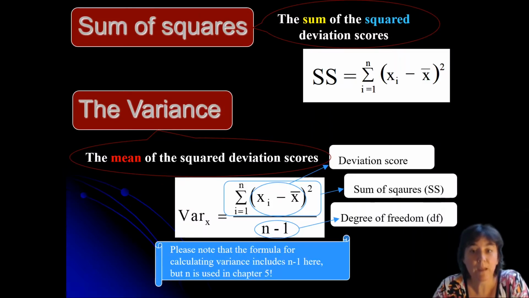Why minus 1? Because it corrects for larger versus smaller samples. If this number is really small, like 10 minus 1, 9, will count. The variance will be a little bit larger. Whereas for, let's say, 100, minus 1 doesn't count as much. So this minus 1 corrects for larger versus smaller samples. Please note that in chapter 5, they use n here, not n minus 1. It's like the taste of statisticians.